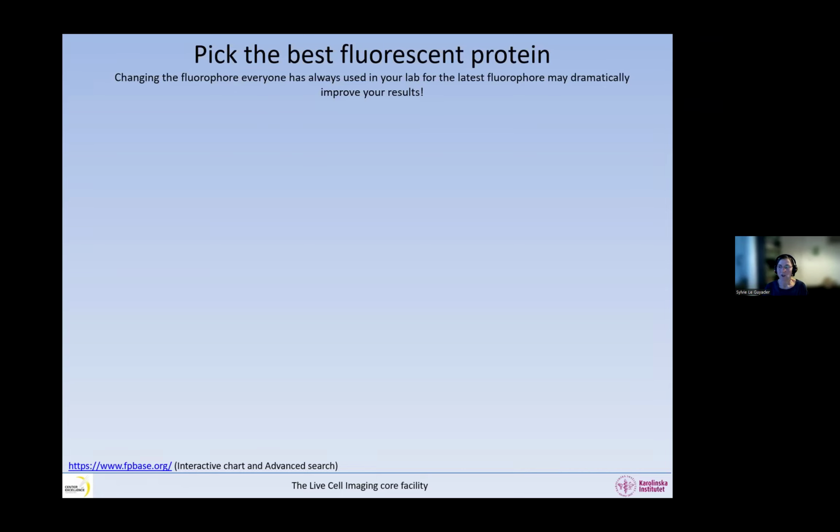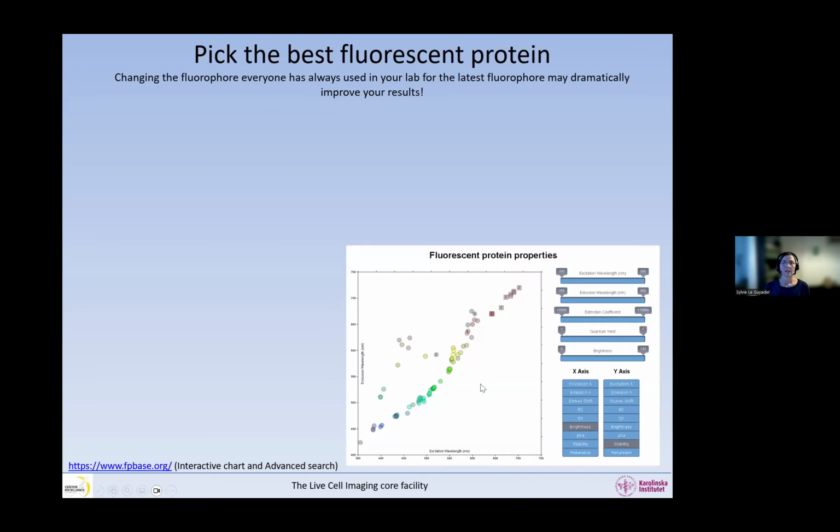If someone tells you, just use that one, you can go and check, is there a better fluorophore than this? Maybe this one bleaches very fast. Especially if you notice that there is a problem, you should definitely go and look for something better, and you will do your lab a favor by improving their protocol. So this is a website that is super useful, fpbase.org. So I think some of you have already used it.